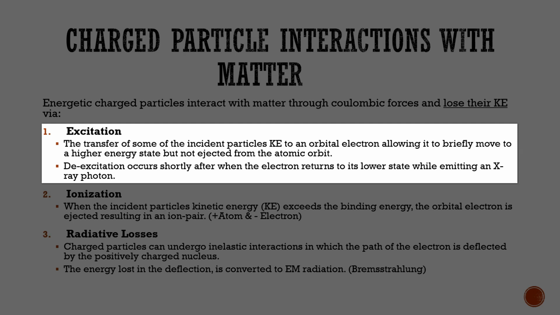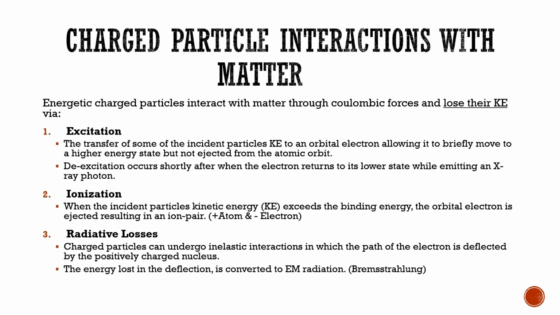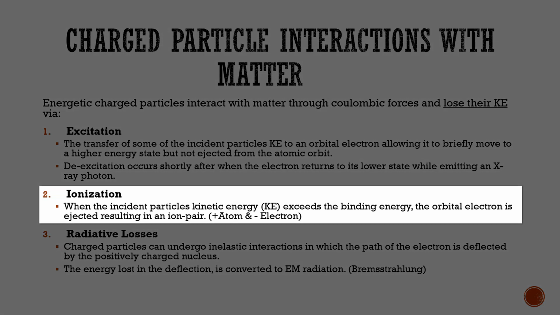And what this does is briefly allow the electron to move to a higher state, but at the same time the incident particle does not possess sufficient kinetic energy to actually liberate or eject it from its orbital shell. Now this is a temporary effect, because shortly afterwards the electron that its energy was given to returns to its lower state.